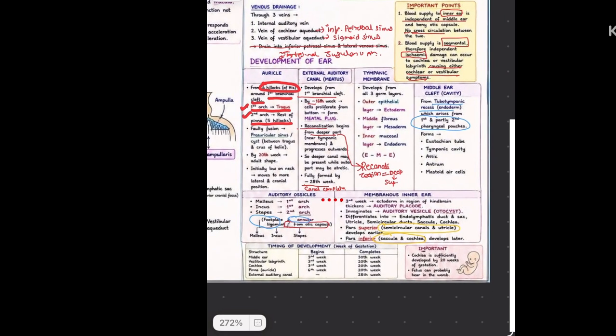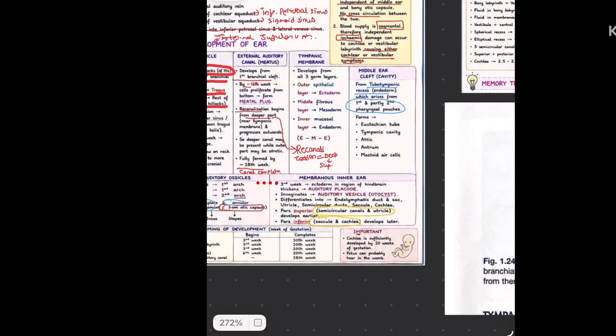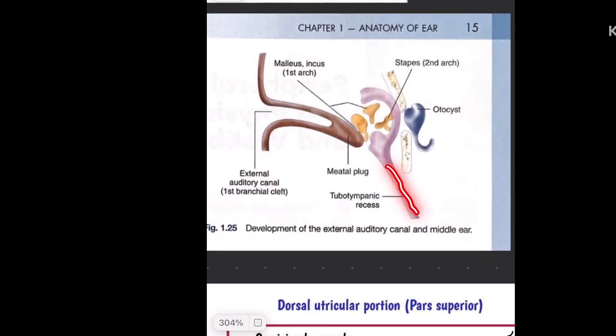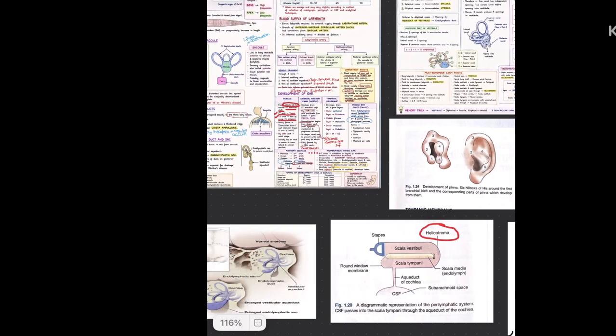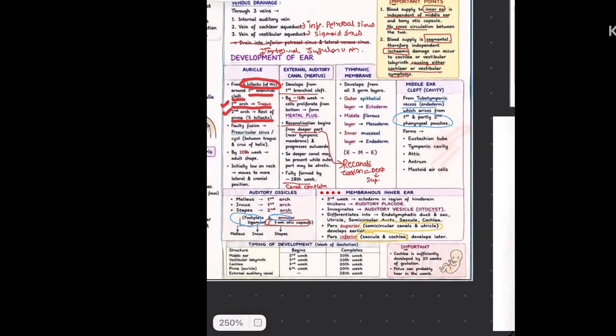Okay. Now let's talk about the tympanic membrane. As we know, the tympanic membrane has 3 layers. The outer epithelial layer is from ectoderm. The middle fibrous layer is from mesoderm. And the inner mucosal layer is from endoderm. It develops from these things. The middle ear cleft, if you see this diagram, has the tubotympanic recess, and it develops basically from the first arch partially and second arch partially. Later it forms the Eustachian tube, tympanic cavity, atrium, all these things.